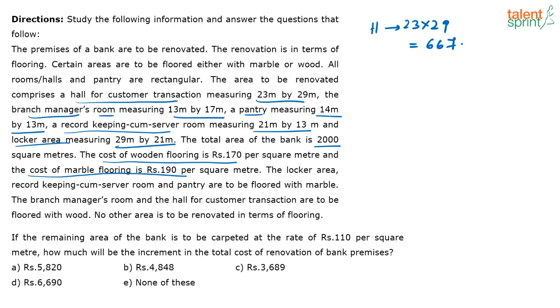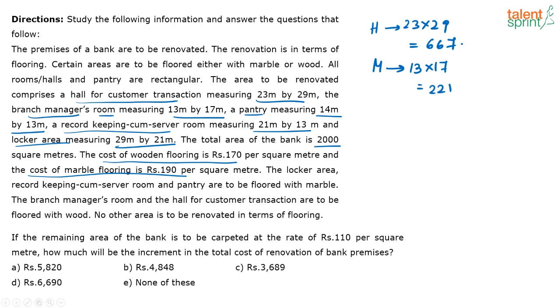Try to use 2-digit multiplication, the general method that we have learned, the crisscross multiplication method. Use that and get the answer. That is the area of the hall. Then what do you have? Next one is the manager's room. Manager's room is 13 into 17. Fairly easy one, right? 13 into 17 is how much? 221. So the area of that is 221.